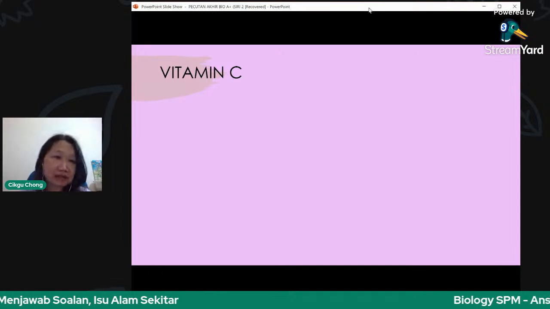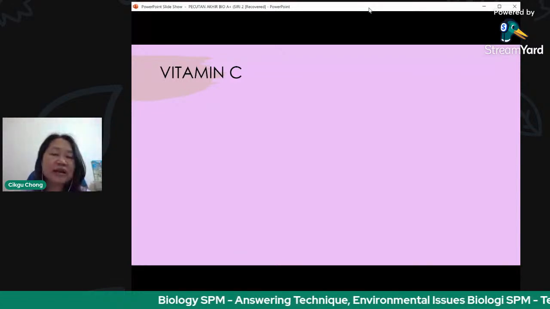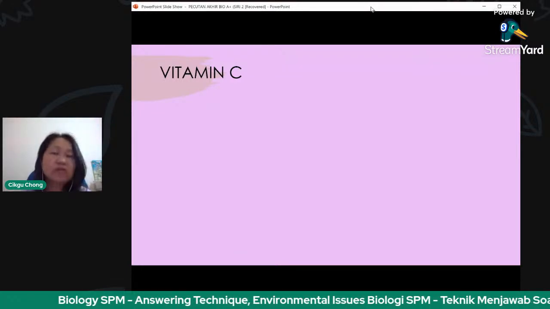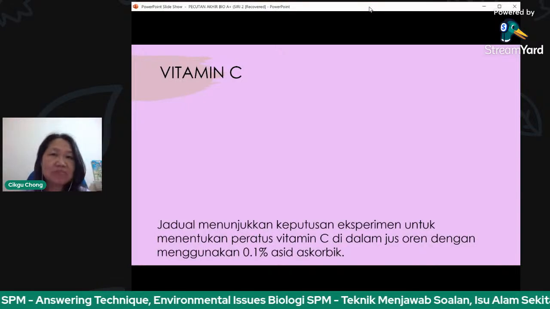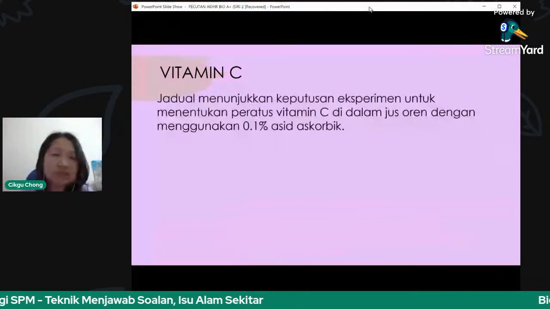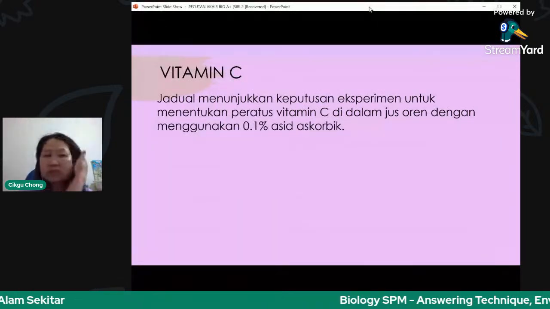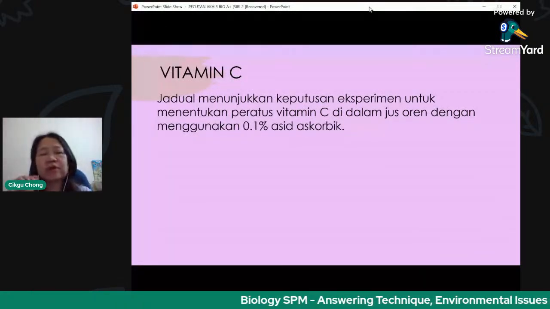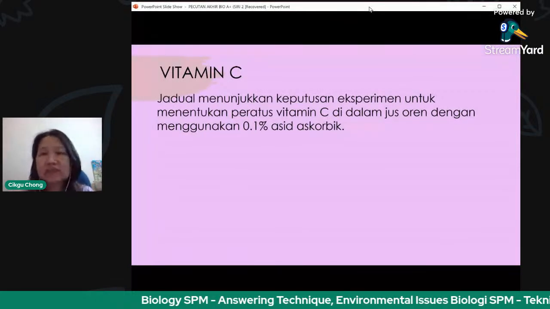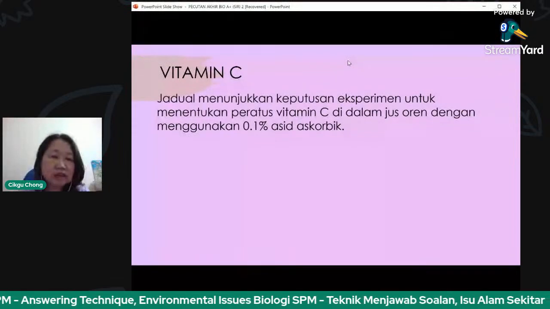If you can do it, I would like your answer. Just try to type in your answer. Don't forget the unit. Let me see whether you get the answer. The question is in Bahasa: jadual menunjukkan, so this table shows the results of an experiment to determine the peratus, which means percentage, of vitamin C in orange juice using 0.1% of ascorbic acid. Let's see the results.